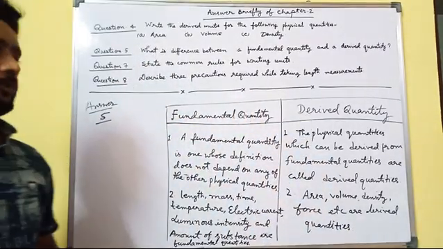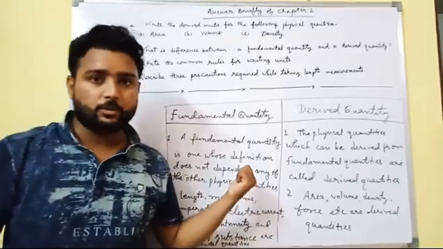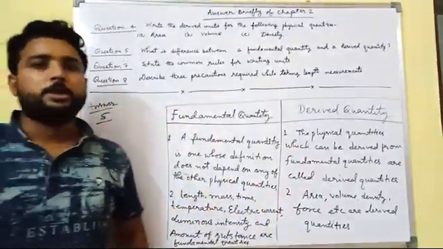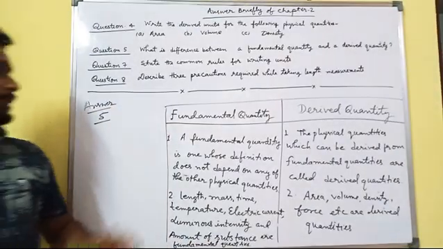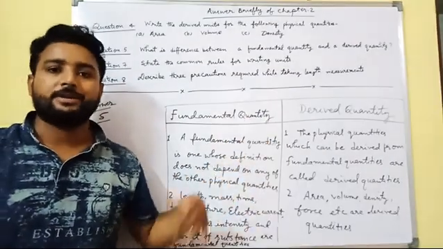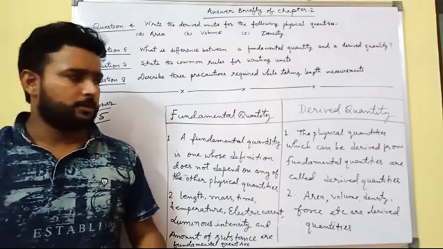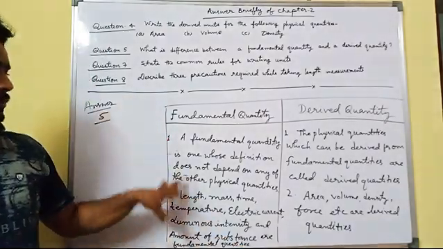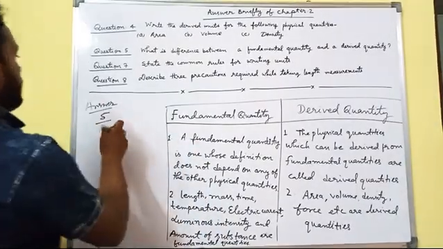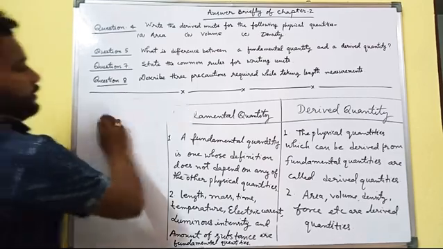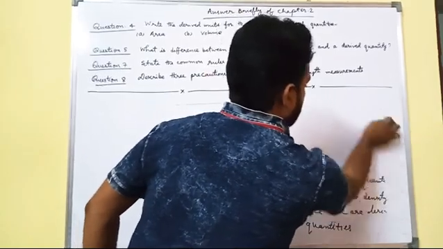So you have to write the definition in the first point, and the example in the second point. You can also write in a third point: units of fundamental quantities are called fundamental units, and units of derived quantities are called derived units. But I think 2 points are sufficient. Now, next, question number 7.